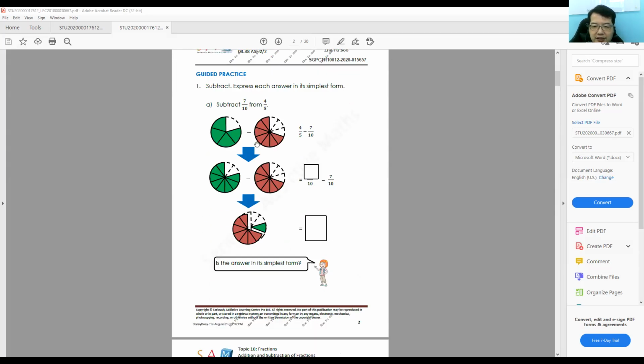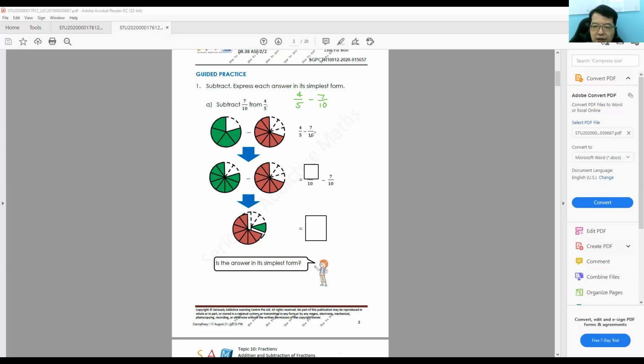Now, here's a guided practice. I will take you through one, and then you will do the others on your own. Are you ready? So subtract 7 out of 10 from 4 out of 5. This means that you are doing 4 out of 5 minus 7 out of 10. You are subtracting 7 out of 10 from 4 out of 5.